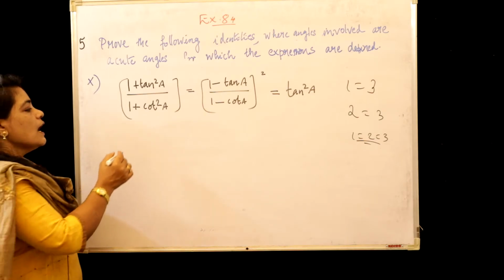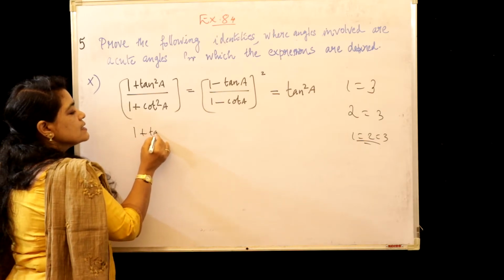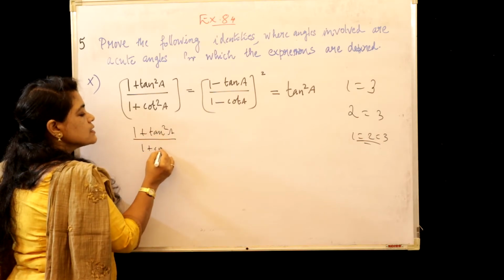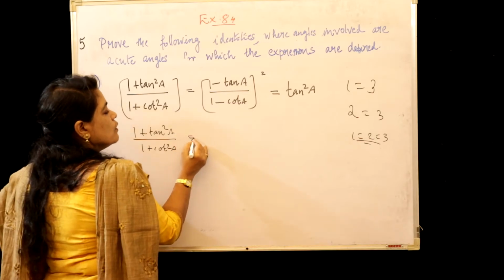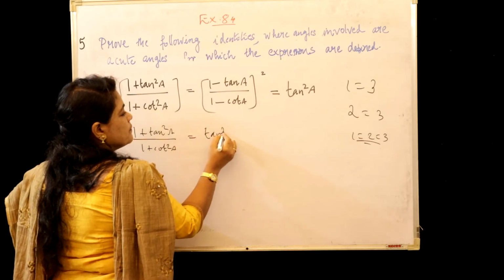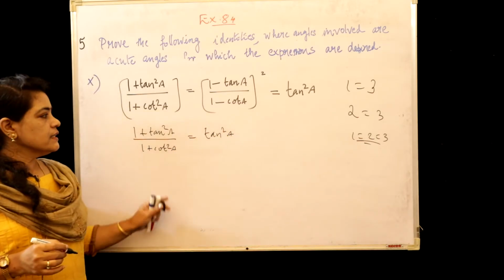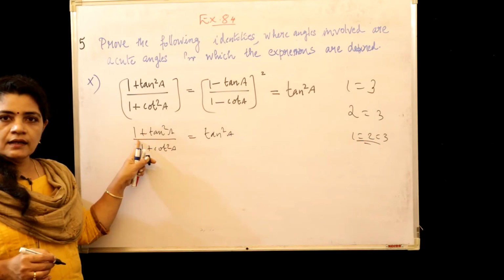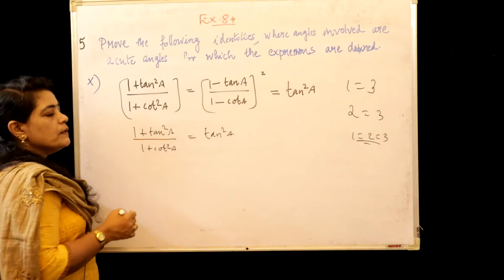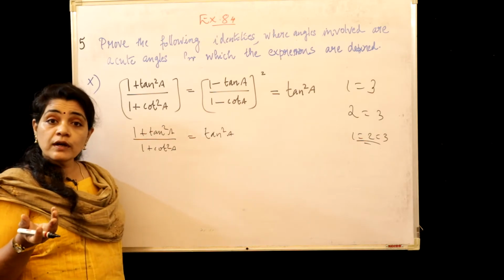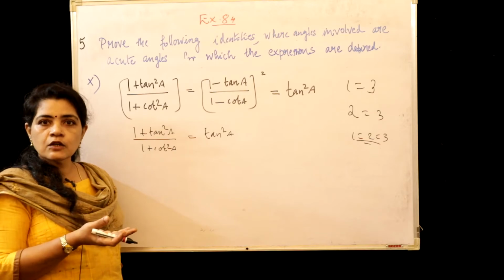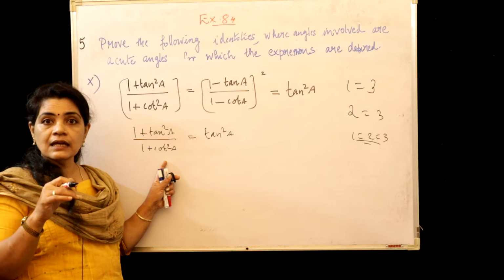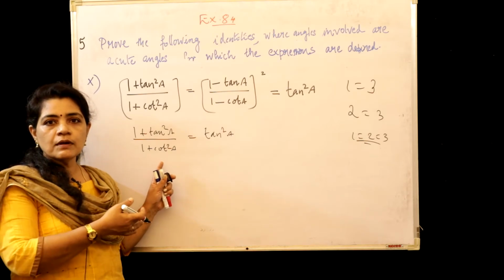For that I am taking 1 plus tan square A divided by 1 plus cot square A equal to tan square A. You can treat this as LHS and RHS, and I am going to solve this LHS part. What is 1 plus tan square A? You can use the identity, that is sec square A, and 1 plus cot square A, using identity 3, is equal to cosec square A, and you can simplify and easily get tan square A.